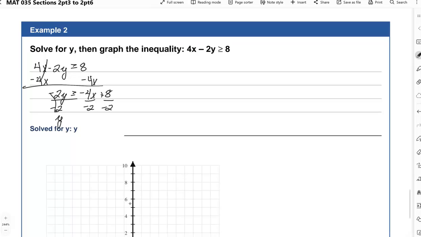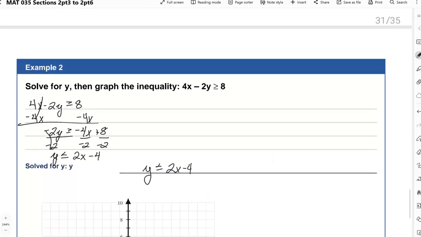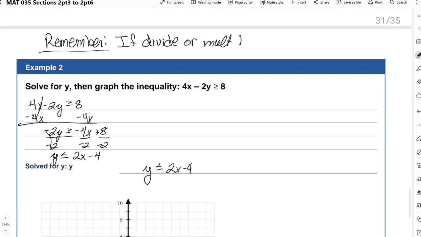Now remember, when we divide or multiply by a negative, we have to flip the inequality. So instead of greater than or equal to, it becomes less than or equal to. And then we're going to have 2x minus 4. So y is less than or equal to 2x minus 4. So let's write that note. Remember, if you divide or multiply by a negative, you must flip the inequality.